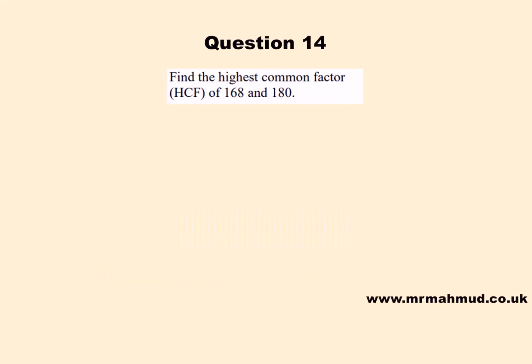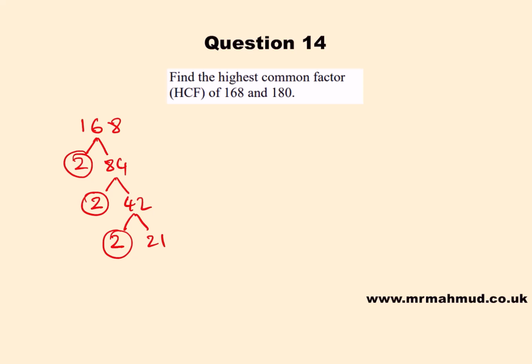Question 14. So we have to find the highest common factor of 168 and 180. Let's find the product of prime factors. So 168, which is 2 times 84. Circle the prime numbers. 2 times 42, circle the prime numbers again. 2 times 21, circle the prime numbers. Be careful, 21 is not a prime number because 3 times 7 is 21.